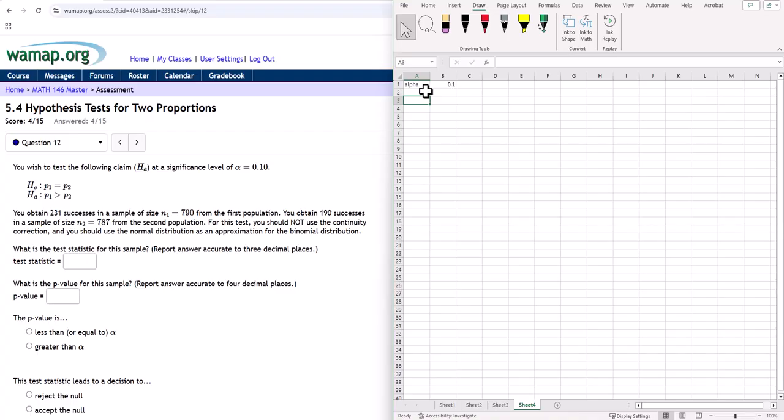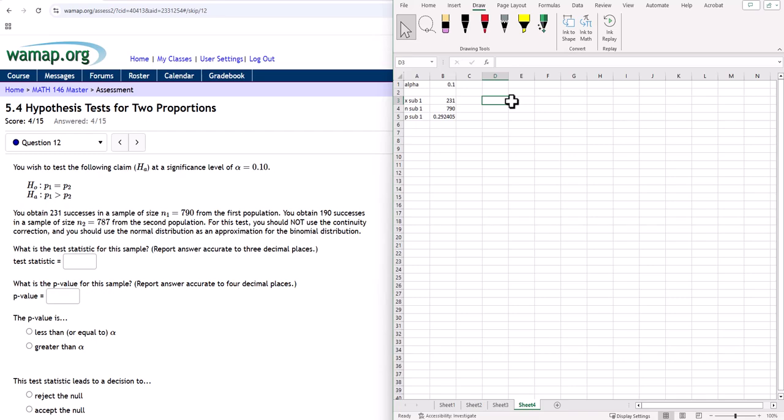Our null hypothesis is that p sub 1 is equal to p sub 2, and our alternate hypothesis is that p sub 1 is greater than p sub 2. So we are dealing with a right-tailed test on this one. You obtain 231 successes. So that would be x sub 1 is 231. And then our sample size n sub 1 is 790. And we can use that to find p sub 1, just taking our successes and dividing by our sample size.